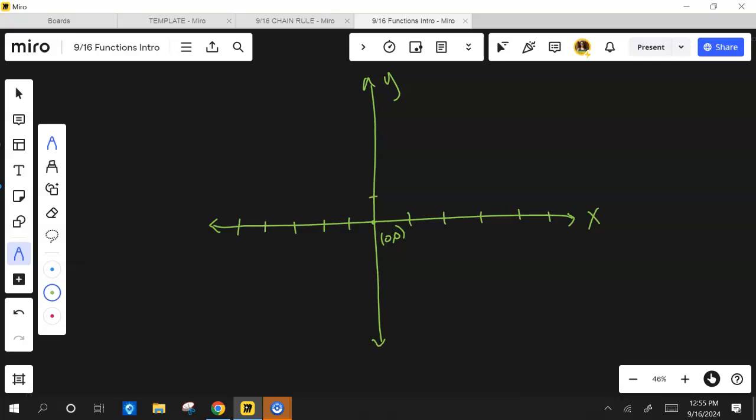Now, as I go up, those are my Y values. Up is positive, so this is 1, 2, 3, 4, 5. What happens as I go down? That's negative. That's exactly right. X to the left is negative.